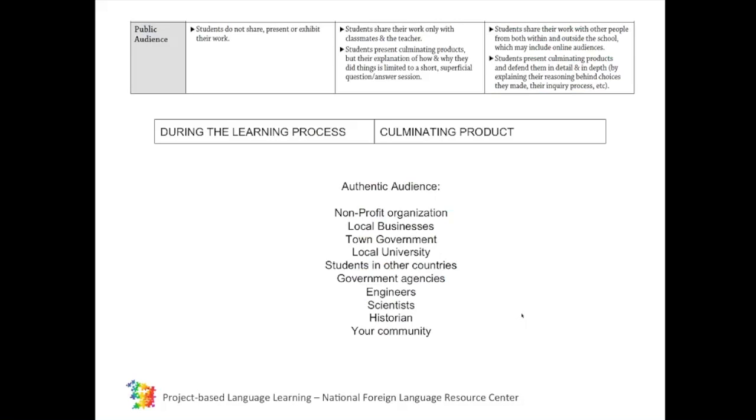And what's important to remember is that the audience, the idea that the product is public, doesn't just come in at the end. You want to think how you can build in an authentic audience throughout the project process. So are there local businesses that you can interact with? Are there community members, nonprofit organizations? And so think about how you can bring them in from the very beginning, from an entry event, use the public audience to help the students actually acquire the language, and then include them in the final presentation.